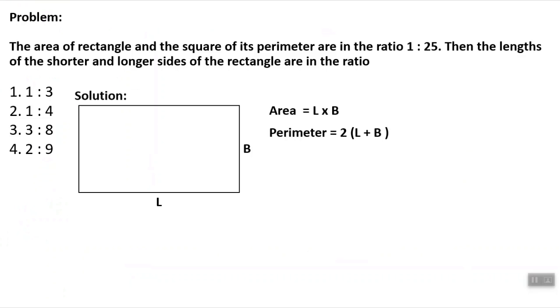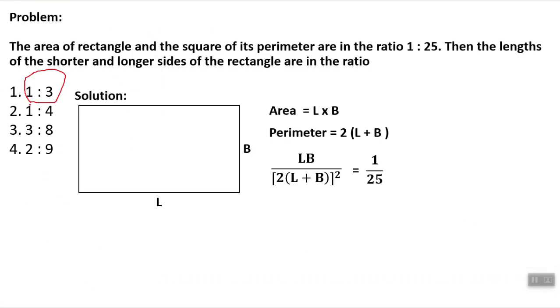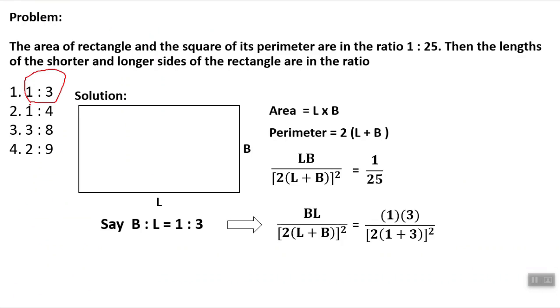L and B. So they are saying that this ratio LB over the square of the perimeter 2 times L plus B whole squared is 1 over 25. They are asking us what is the ratio B to L. Options are given, so why do we struggle with equations? Let us use the options. The simplest option seems to be 1 over 3. So let's try that. If we put B is equal to 1 and L equal to 3, this is what will happen. The numerator would be 1 times 3 and the denominator 2 times 1 plus 3 whole bracket squared.